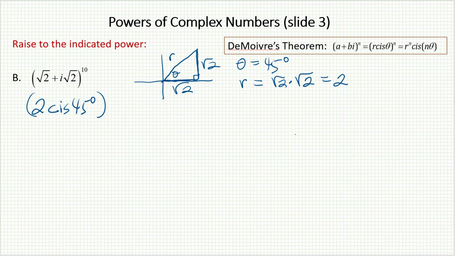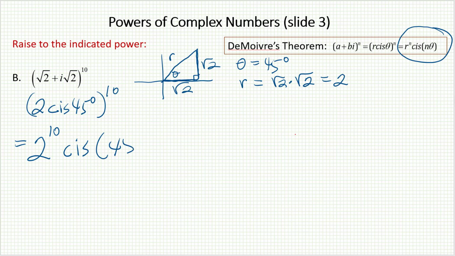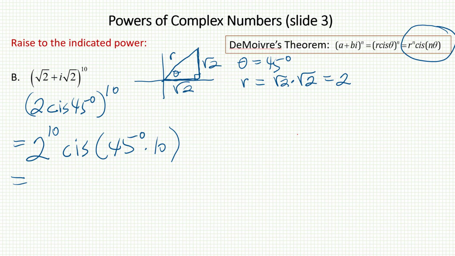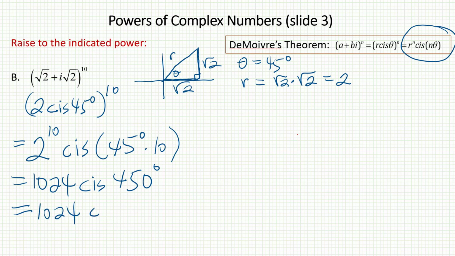That's what I'm wanting to raise to the 10th power. Well, I'm not going to have to do anything 10 times. I can just go straight to de Moivre's theorem, which tells me simply take 2 to the 10th power and then multiply the 45 by 10. And then that works out to be 1024, 2 to the 10th is 1024, cis 450 degrees. Remember, we always simplify our angle, our argument. We don't want to go around more than one rotation. So I have an extra 360 degrees in there that I don't need. I'm going to subtract out that 360. 450 minus 360 gives me 90 degrees. And just like that, I'm done. Here is the final trig version of the answer.